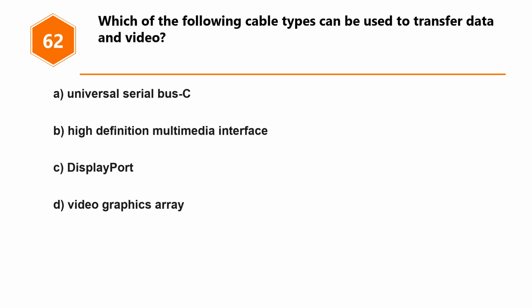Question 62. Which of the following cable types can be used to transfer data and video? Option A, Universal Serial Bus C. Option B, High Definition Multimedia Interface. Option C, DisplayPort. Option D, Video Graphics Array. The correct answer is option A, Universal Serial Bus C.